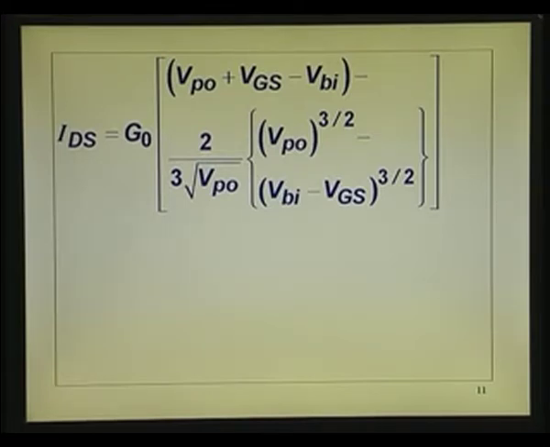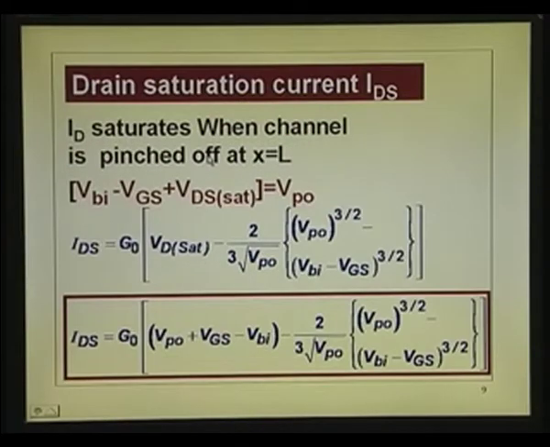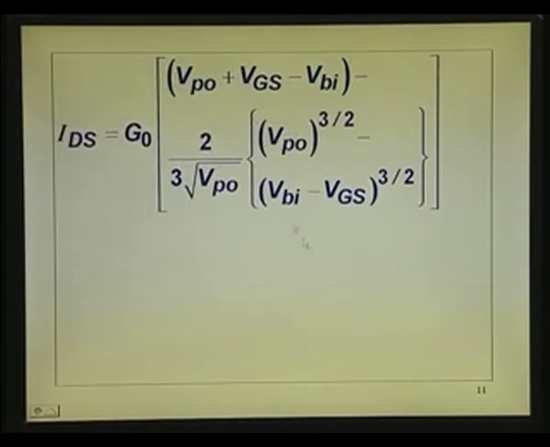We have written there VDS is equal to this quantity, saturation voltage. If you see the previous equation that we have written, let me just go back and show you. All that we do is meddle with this Vp0 plus VGS minus VBI. The same thing I have written, that is VD SAT minus 2/3 of this quantity. So, what we have done is just rewritten those terms.